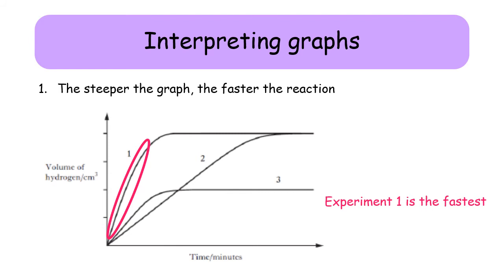Now, if we look at the other two graphs, right at the bottom there, we see that experiment 3 actually is steeper than experiment 2. Even though experiment 2 goes higher, the graph for 3 is above the graph for 2 at the very start of the reaction. And so experiment 2 is actually the slowest.